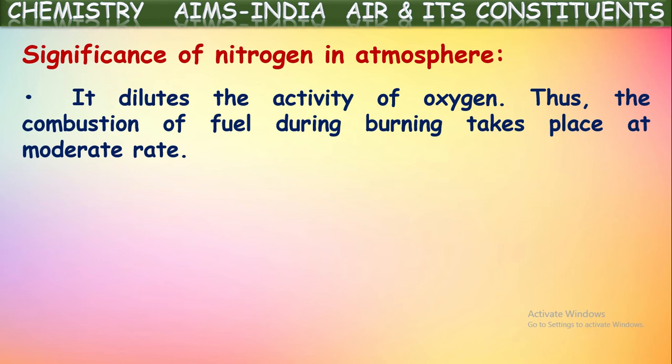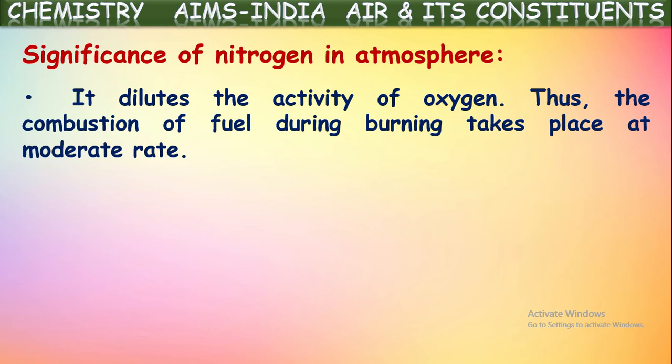What is the activeness of oxygen? It helps in combustion of fuels. So if there were no nitrogen gas in the atmosphere, fuels would burn very rapidly. But nitrogen helps to control the burning speed of oxygen, to control the combustion property of oxygen, so we can say it dilutes the activity of oxygen. Thus the combustion of fuels takes place at a moderate rate. If there is no nitrogen, fuels will burn very rapidly. They may cause explosions too in the presence of oxygen.